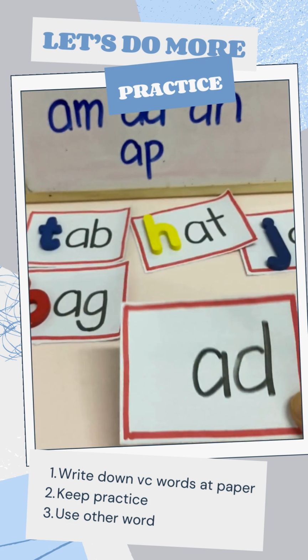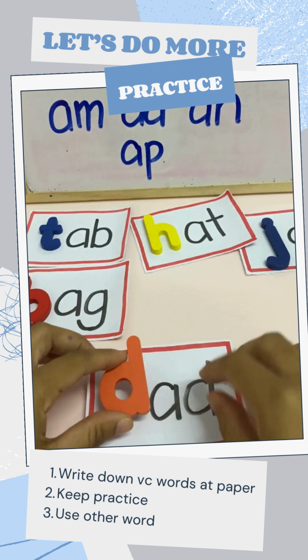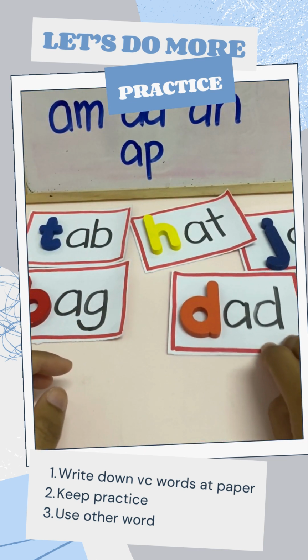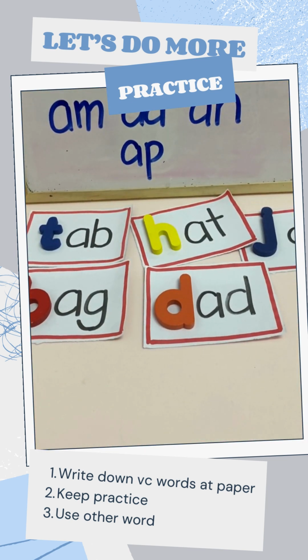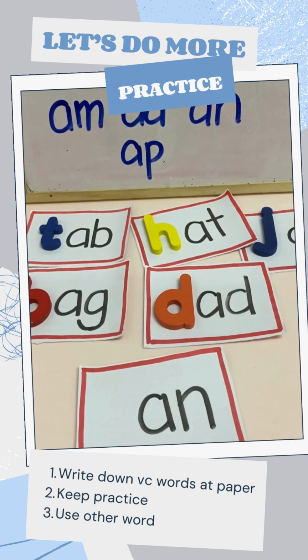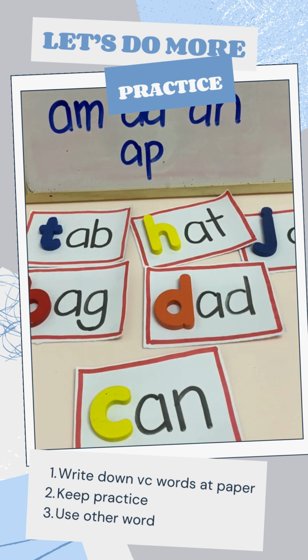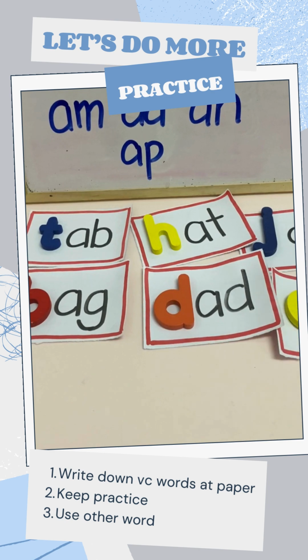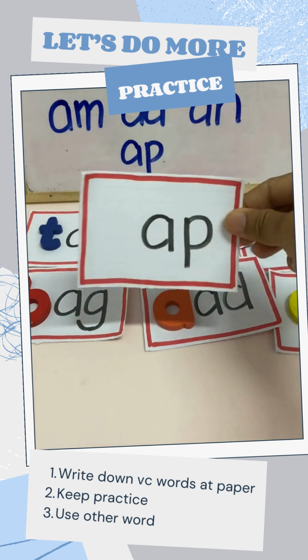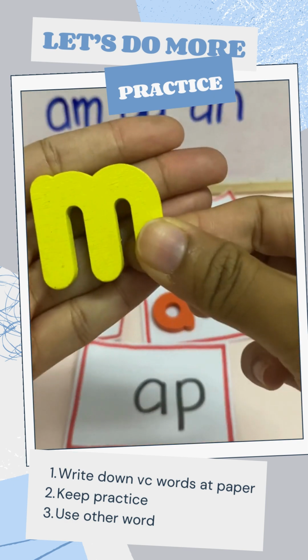This one is AD. AD is for our parents' name. It's for dad. Okay, AN. This one is AN. Which word consists of AN? It's a can. Good job. Okay, the last one is AP. AP is for map.